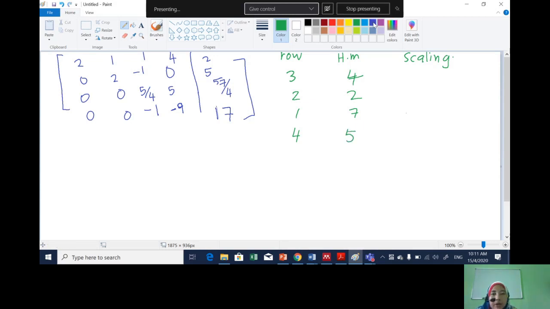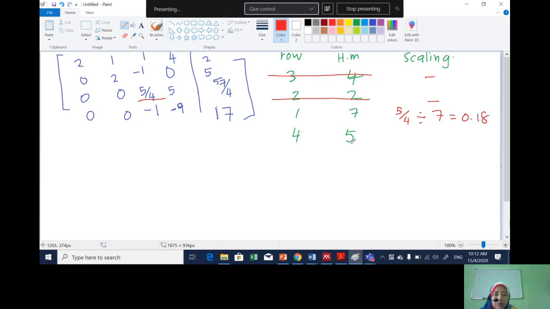So we have done row number 1 and row number 2. Now we compare between these two. Their largest magnitudes are here, 7 and 5. Let's look at the leading elements. For the scaling here, nothing, so I just put a dash. The leading element here is 5 over 4, divided by the largest magnitude, 7. So we have 0.18.